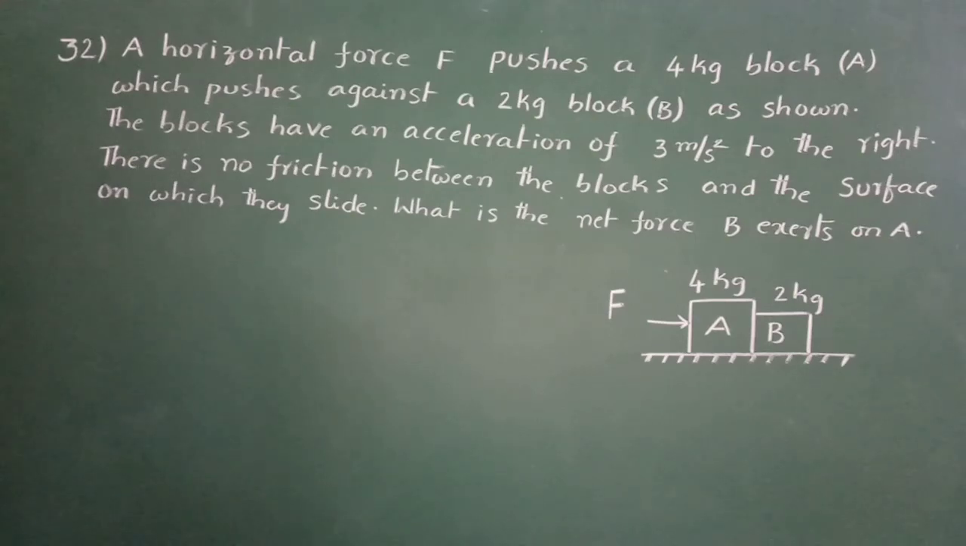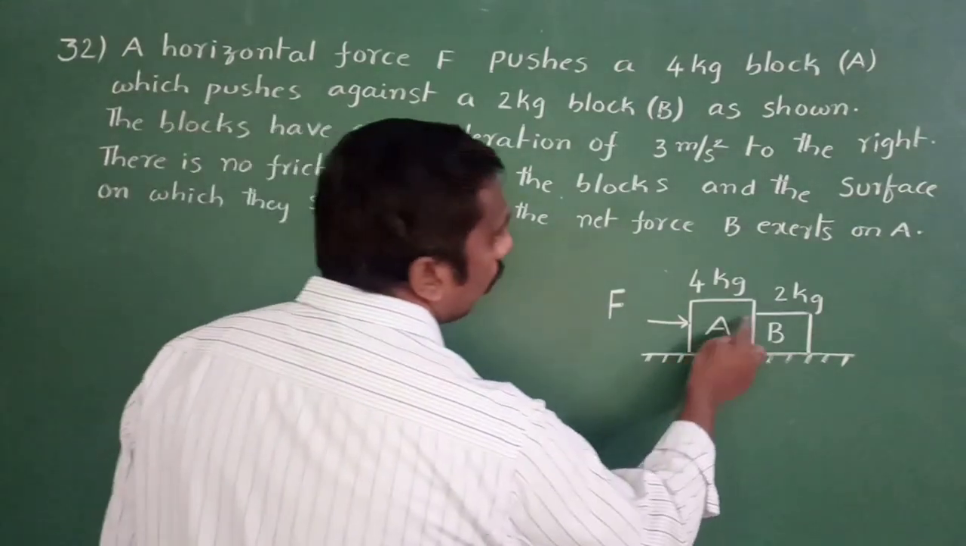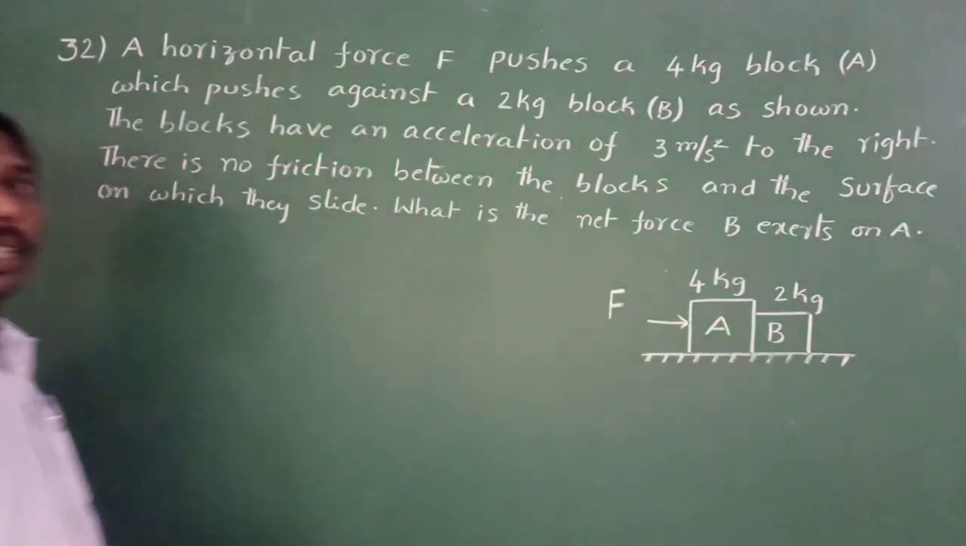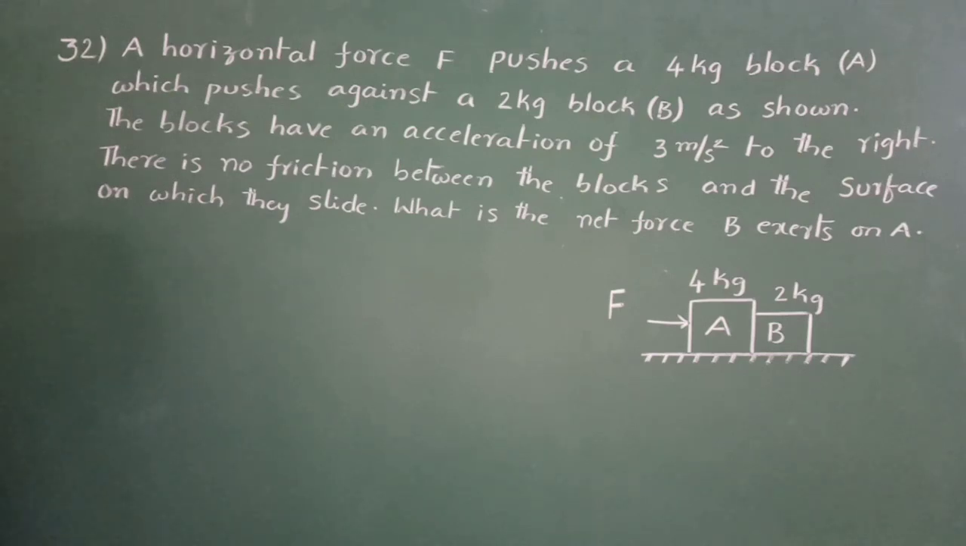Next problem, number 32. A horizontal force capital F pushes a 4 kg block capital A, which pushes against a 2 kg block capital B as shown. The blocks have an acceleration of 3 meter per second square to the right. There is no friction between the blocks and the surface on which they slide. What is the net force B exerts on A? So the net force exerted by A on B and by B on A, both are the same.